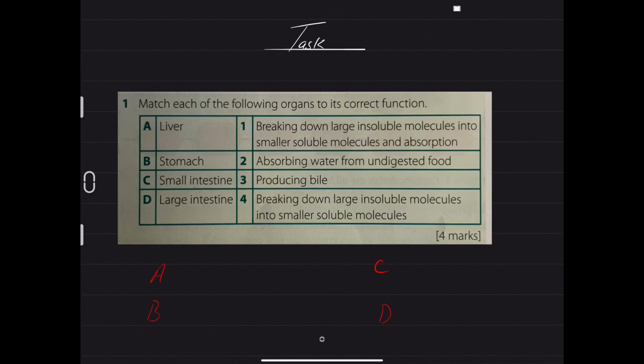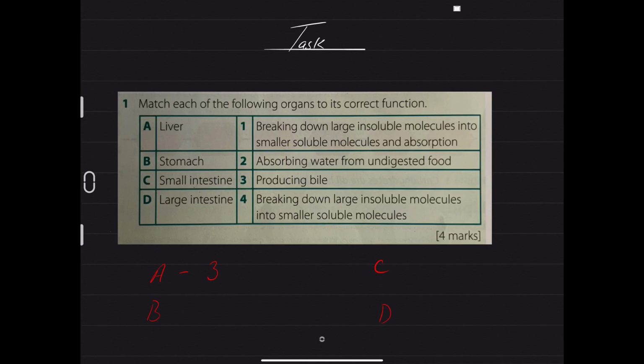Alright, A is the liver, so the corresponding answer is producing bile, so it is 3. B is the stomach. Here we are churning the food, breaking it down further, so you could have chosen any one of 1 or 4 because they are essentially the same.